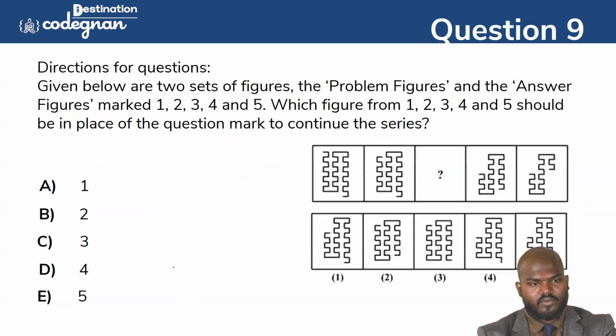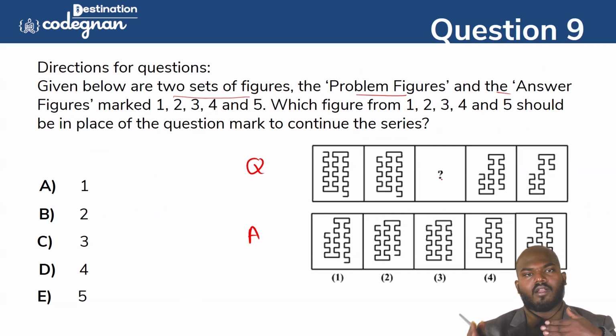Okay, so going to the next question. The directions for the question given below are two sets of figures, the problem figure and the answer. This is the question and this is the answer they have given. Which figure 1, 2, 3, 4, 5 should be placed in the question mark of the series? Here it is not asking for the next figure in the series, they are asking for the one that comes in the middle of the series.